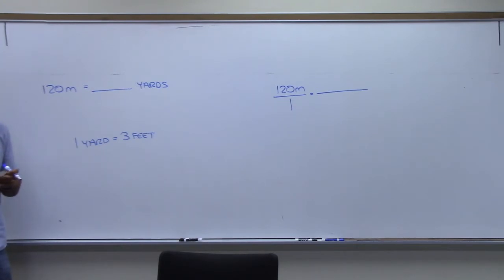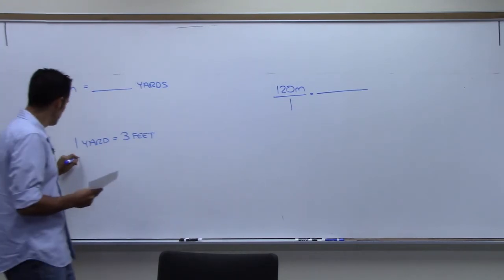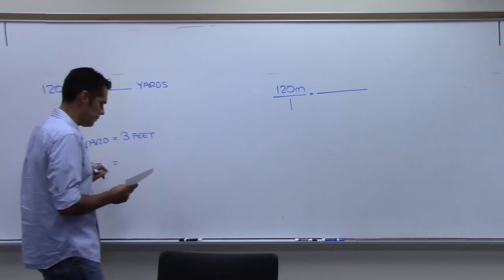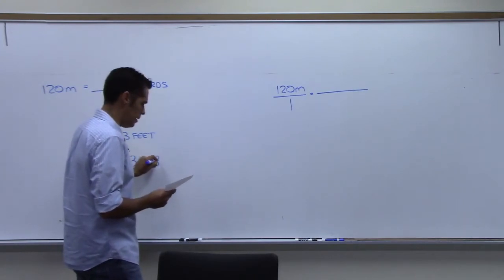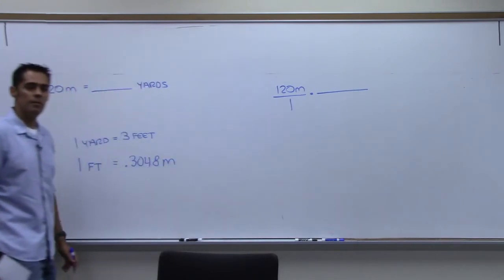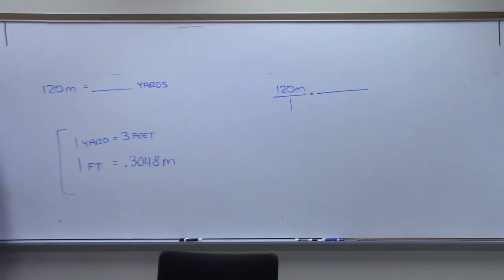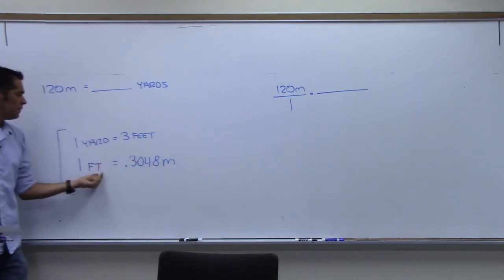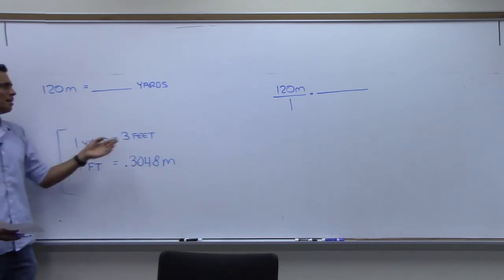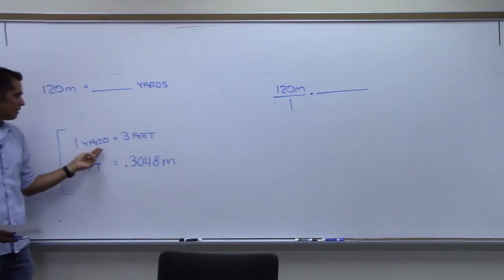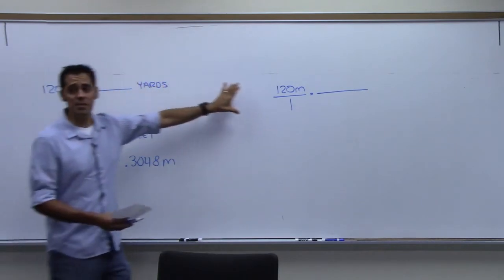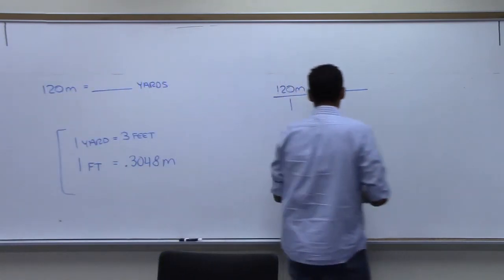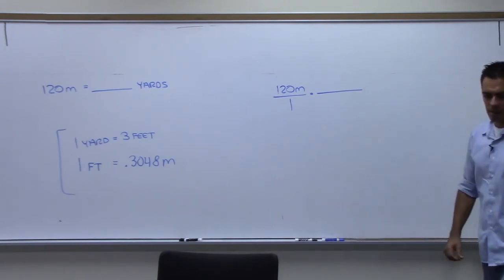Yes? Where is it? 1 foot is what? 0.3048 meters, right? So these are the two conversion factors that would allow me to go from meters to feet, from feet to yards, or you could say it the other way around. To get to yards, I can come from feet, right? Feet, meters. Make sense? But I'm going to work with this as a fraction. So help me out. How are you going to do this?